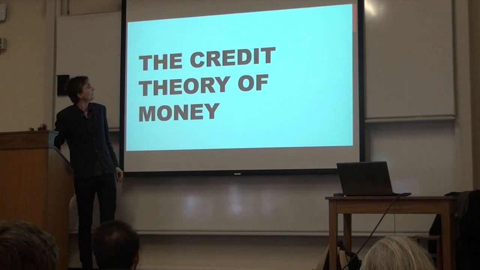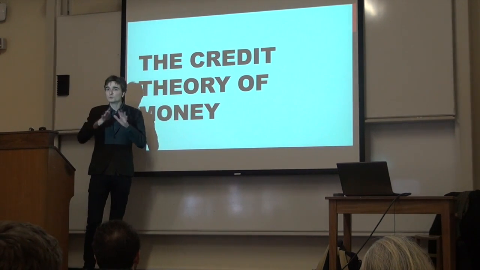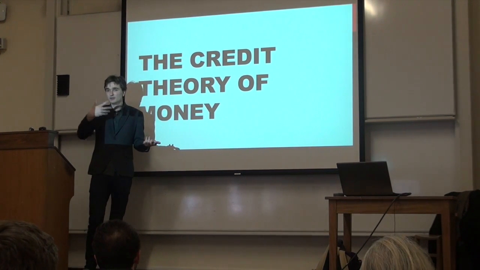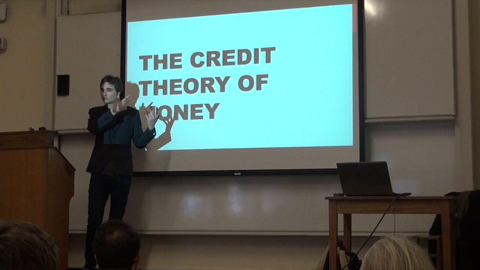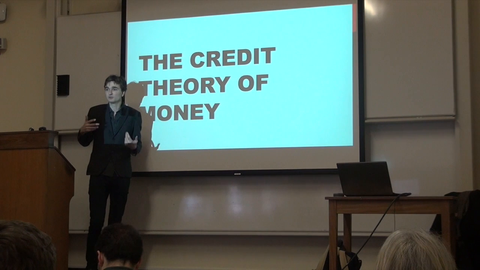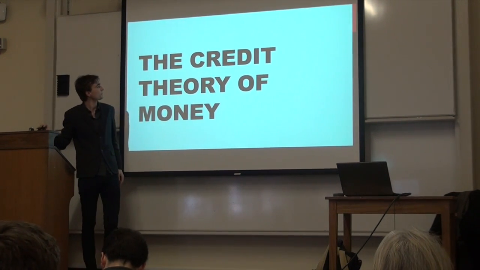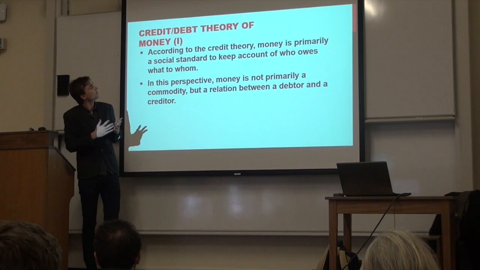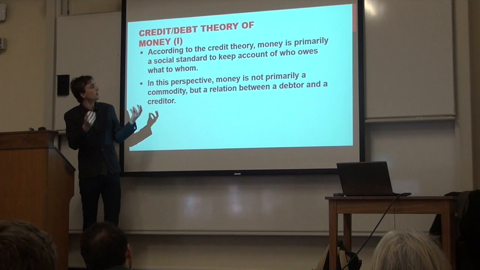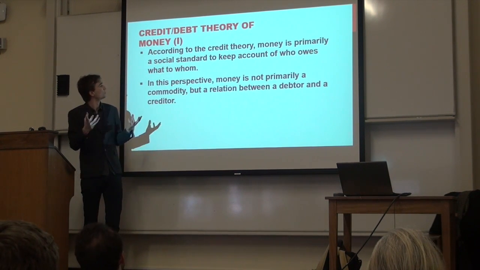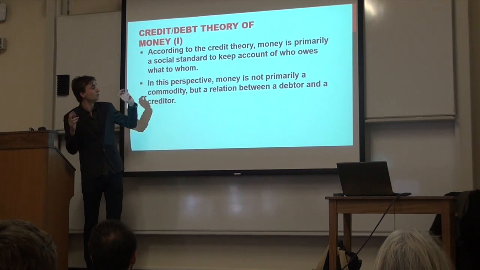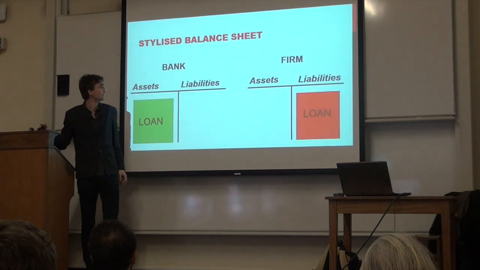Okay, so now I'm just going to move to a completely different story, right? I think bringing in this story will provide reasons to see that certain aspects of this story may be true, but it's just a very misleading way to think about the nature of money more generally. And that's the credit theory of money. So according to the credit theory, money is primarily a social standard, right? It's a way to keep account of who owes what to whom. And in this perspective, it's not primarily a commodity, but a relation between a debtor and a creditor.